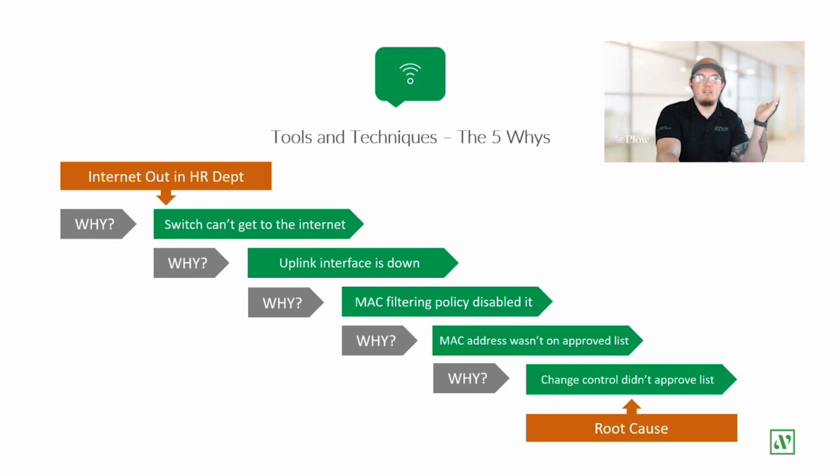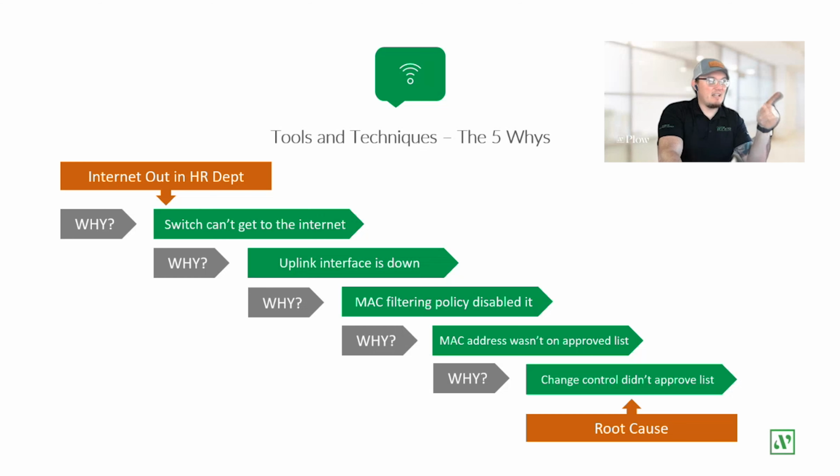Hold on, wait a minute. Okay, why did a MAC filtering policy disable it? Well, looks like that MAC address isn't on the approved list. Why is that? I mean, this is a piece of production equipment. Why isn't that MAC address on the approved list? Well, change control didn't approve the list. So that's our root cause.